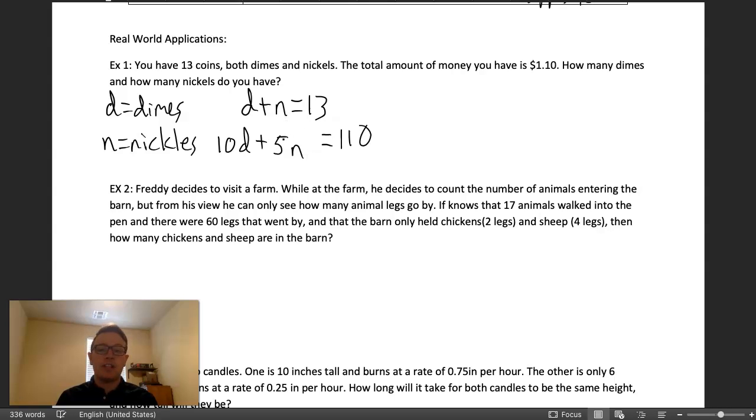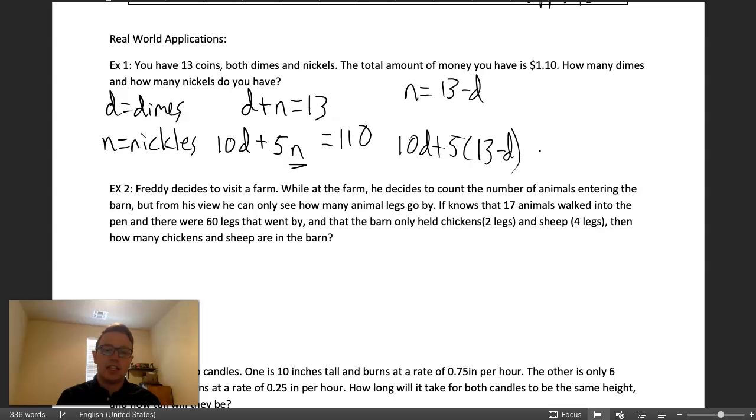Now, how would we solve this? I'm looking at this and I'm seeing we have d and n by themselves here. So what I'm thinking is that we probably want to solve this by substitution. Let's subtract d, we'll get n by itself. We get n is equal to 13 minus d. And we can substitute in 13 minus d for n in this equation. This becomes 10d plus 5 times 13 minus d is equal to 110.